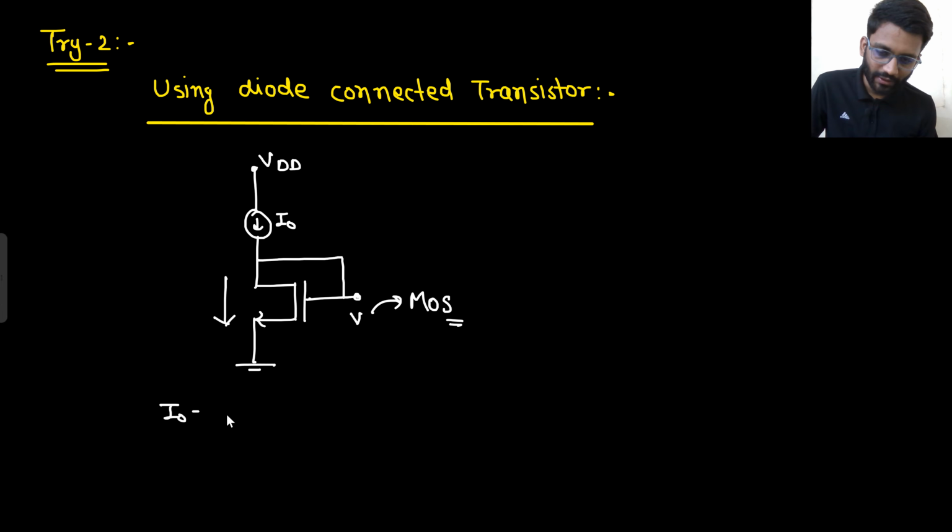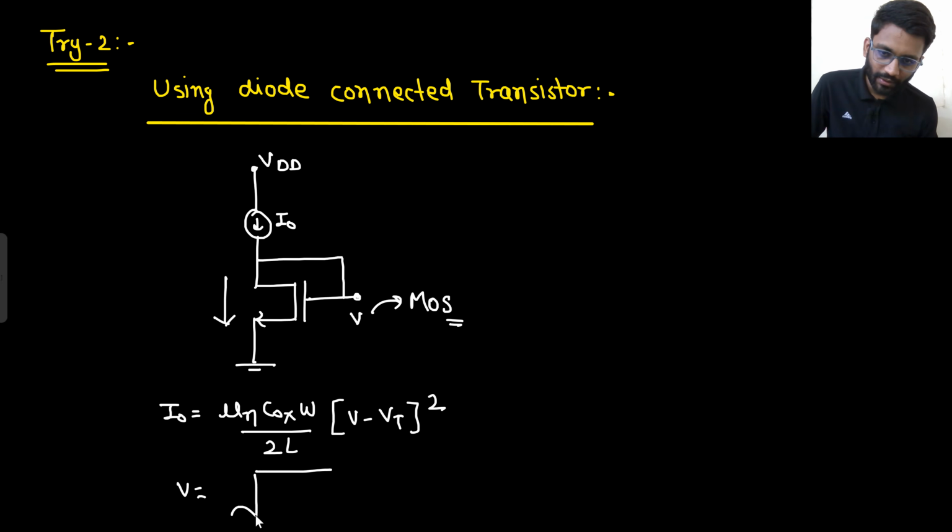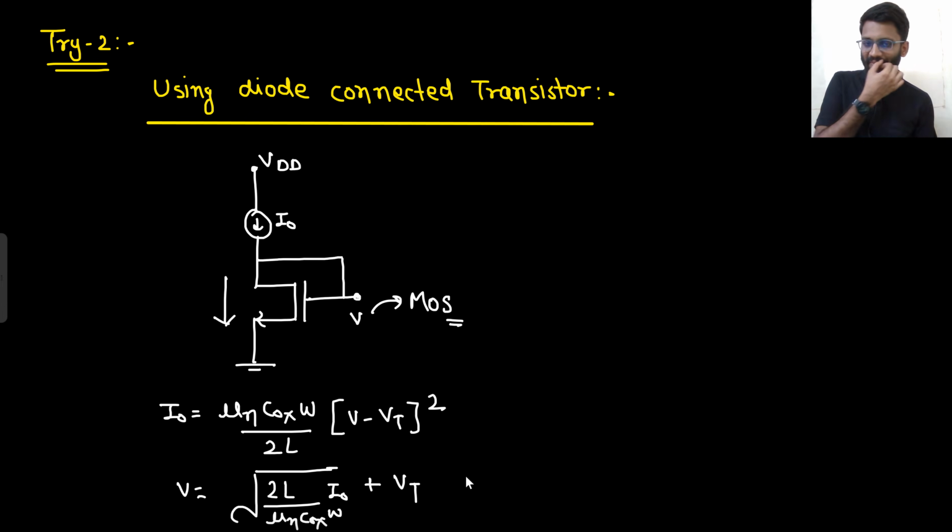So what is I naught? I naught is equal to mu n Cox W by 2L into VGS minus VT whole square, where VGS is V. So what is your V? V is under root 2L by mu n Cox W into I naught, plus VT. Well and good.